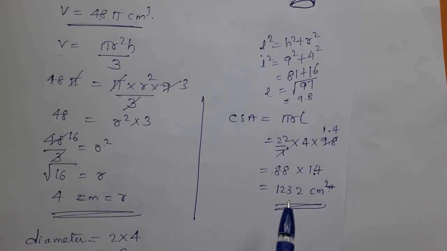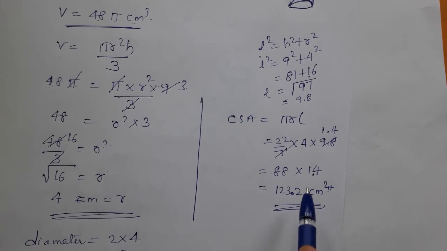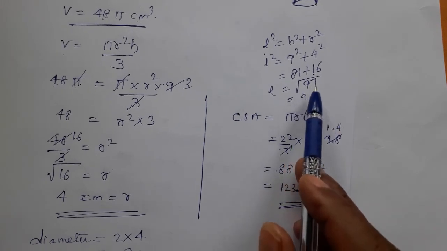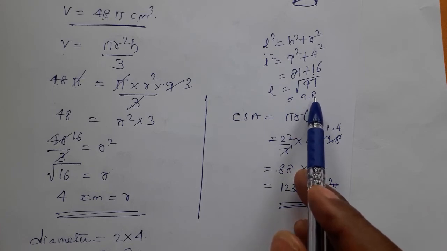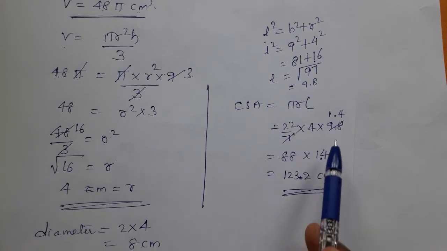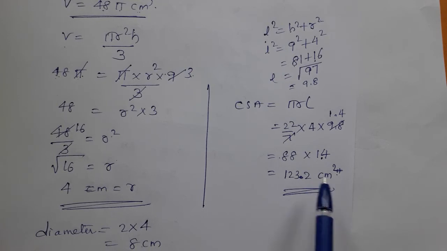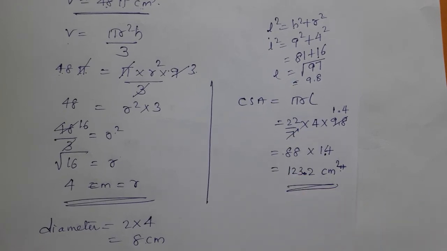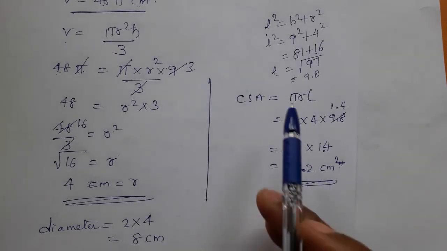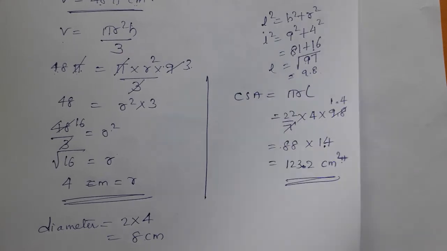So as we get 1, 2, 3, 2, but the decimal place 1 is here, so we get the decimal place 1 here. 123.2 centimeter square is the curved surface. It is a close answer because here the root 97 value, 9.8, we have taken to a single decimal place. 123.2 is a close value of the curved surface. It is not an accurate value as we have taken the close value of root 97.